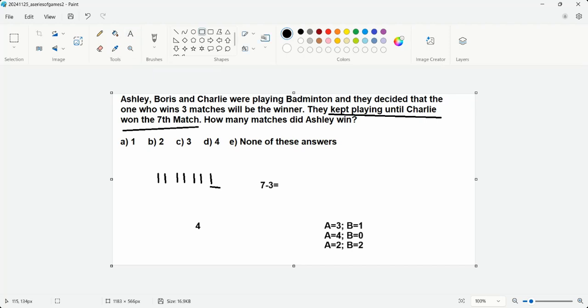So this is slightly more tricky, but you have to apply this logic: if between Ashley and Boris they won 4 matches, no one of them can win 3 or 4 matches. They can win a maximum of 2 matches. So if Ashley has won 2 matches, Boris will also win 2 matches, because the sum has to be 4 for their total number of wins. So each of them won 2 matches.